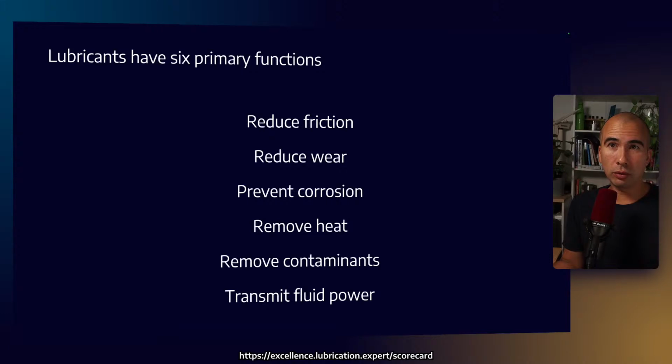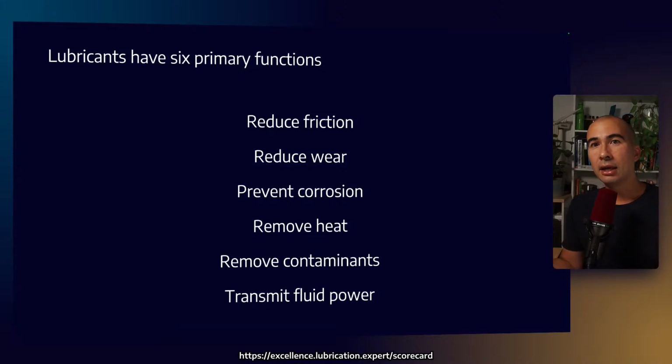Now, the prevention of corrosion occurs in 2 different ways. Number 1, if something is covered in oil, by definition, it is not coated in water, right? And that's one way that we can prevent corrosion. The second way that we prevent corrosion is through the use of additives like corrosion inhibitors.